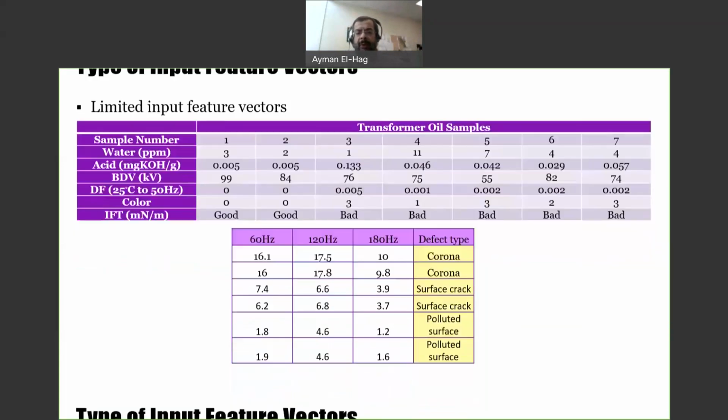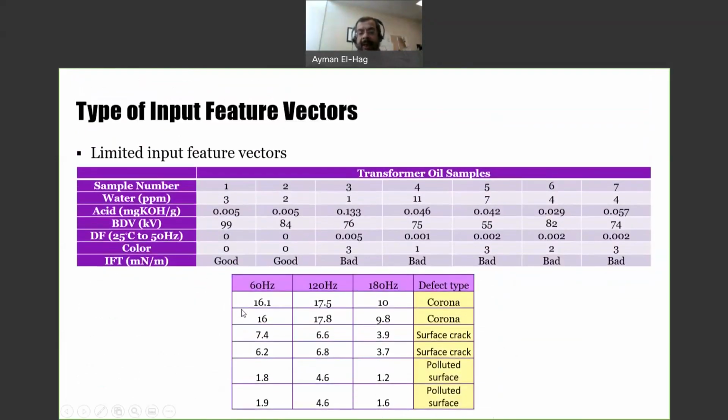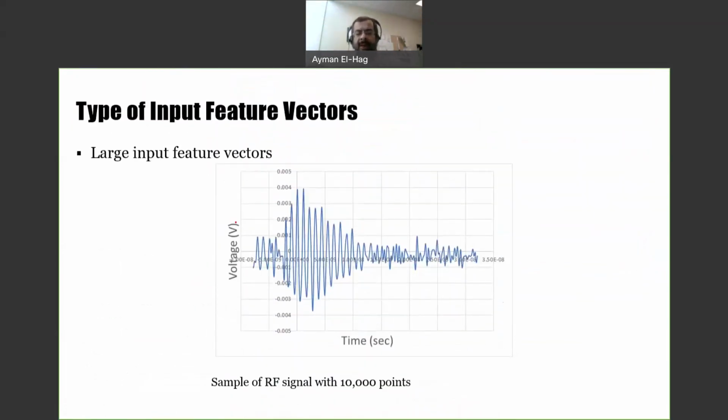Now, for example, when we deal with 1D signals, raw signals, not like the one we did in the ultrasonic, where we got the f of t and it was only 3 components. Now, when we get something like this, an RF signal measured using an RF antenna to detect partial discharge, this signal is 10,000 points for just one signal. So imagine that I want to classify, let's say, 2 different types of problems: corona and surface discharge.